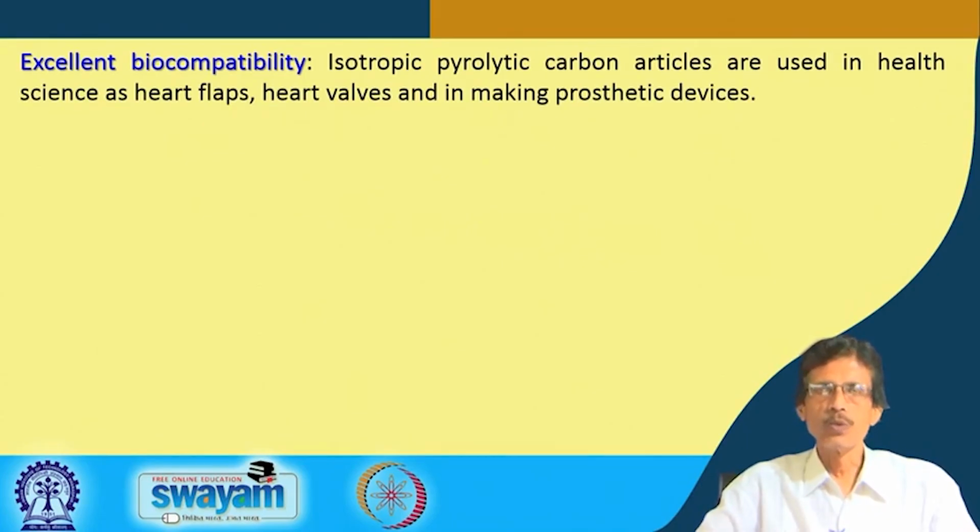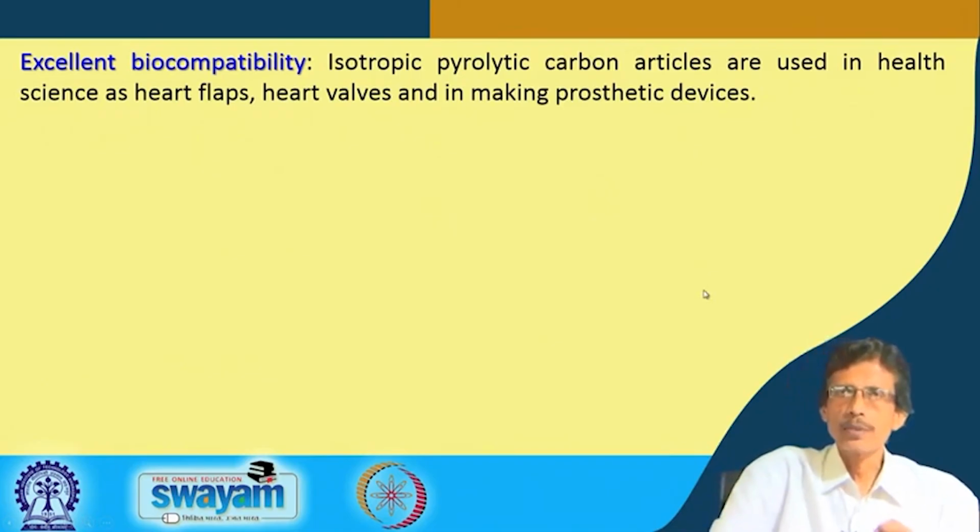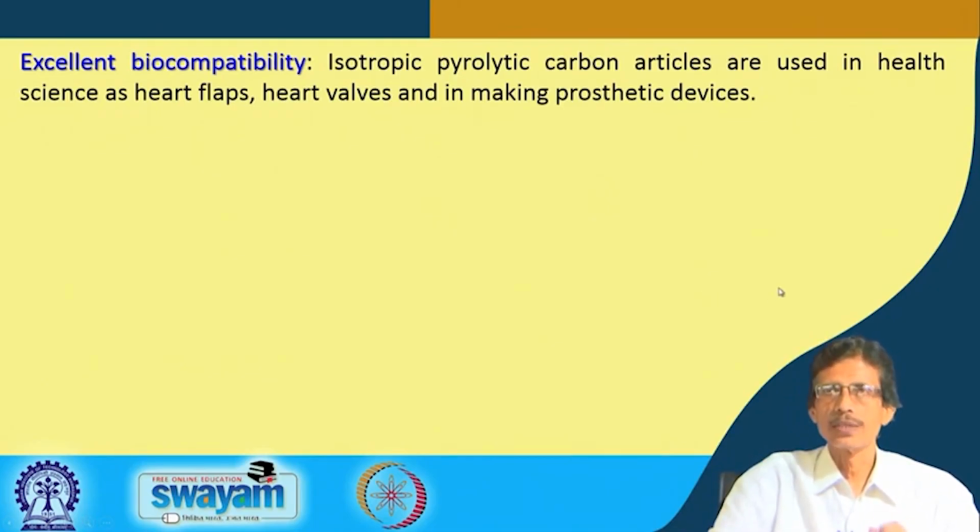So, artificially when we try to make these heart flaps or heart valves, carbon can be the active ingredient along with some other material. Carbon can be the active ingredient for making those, because it has excellent biocompatibility, and also in making some other prosthetic devices which we can put inside our body. If some part, some organ or some functioning thing went wrong, we can substitute those by using this particular carbon material for implantation.